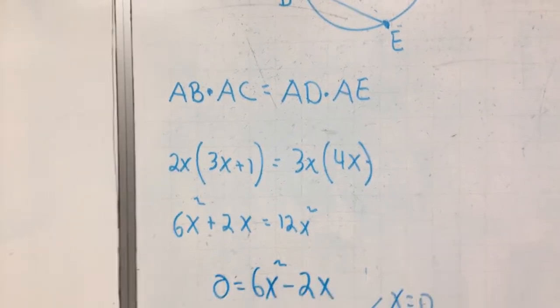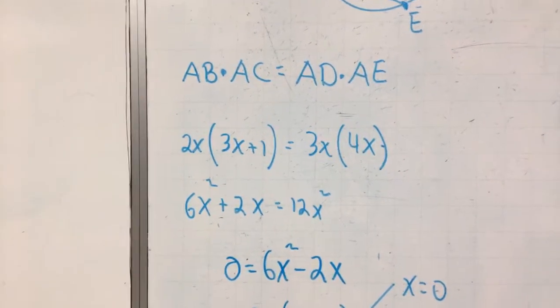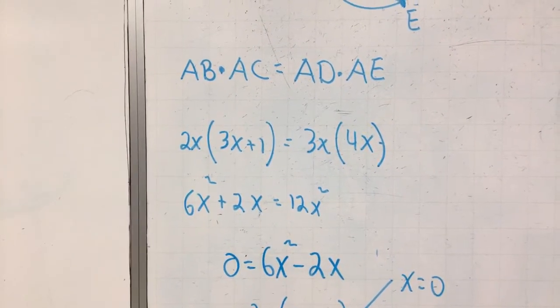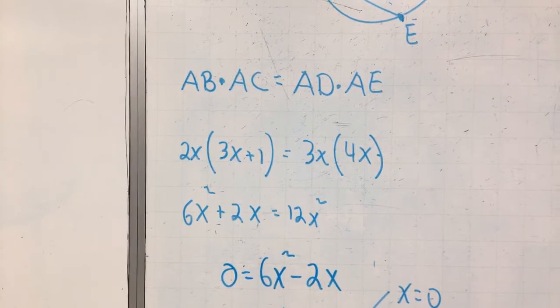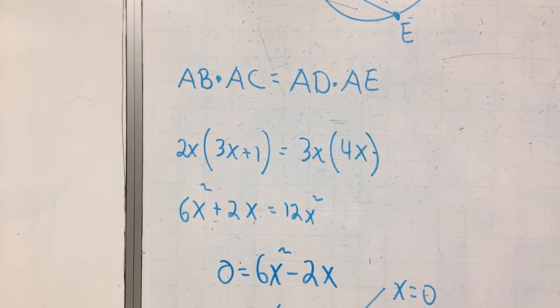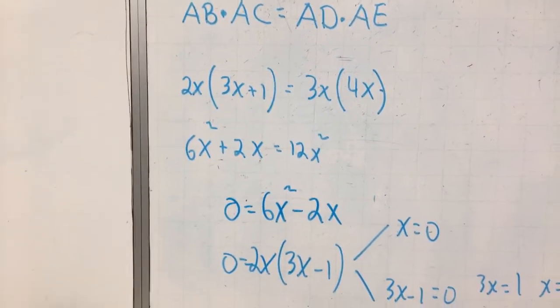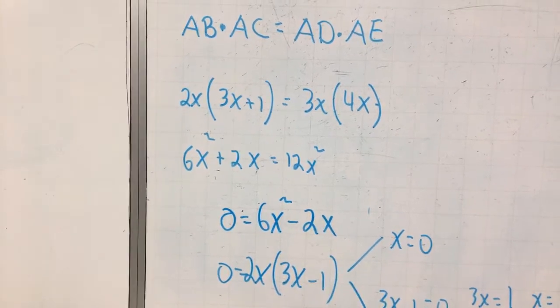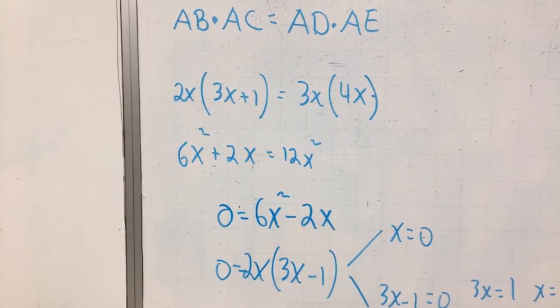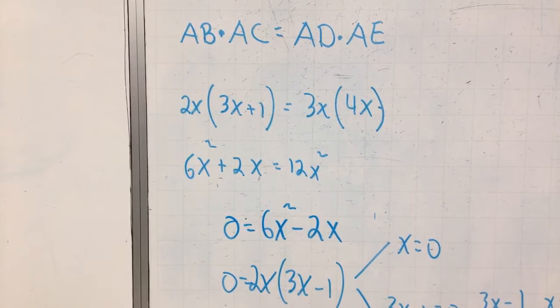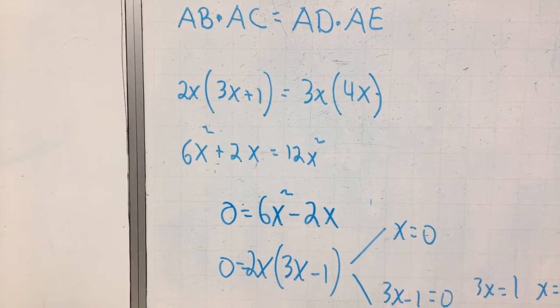So 6x squared plus 2x is equal to 12x squared. Set it equal to 0 and solve. This is easy. 0 is equal to 6x squared minus 2x, subtracting 12x squared and adding on... I mean, moving everything to one side. Factor and solve. Well, take the greatest common factor. It's the first thing you do when you factor. You always look for a greatest common factor. 2x times 3x minus 1 is equal to 0.